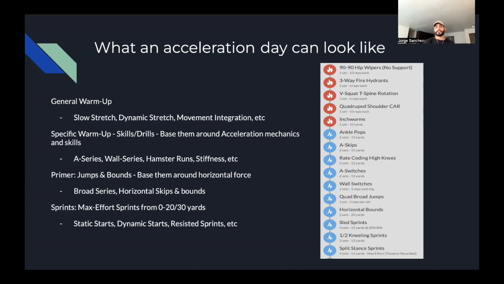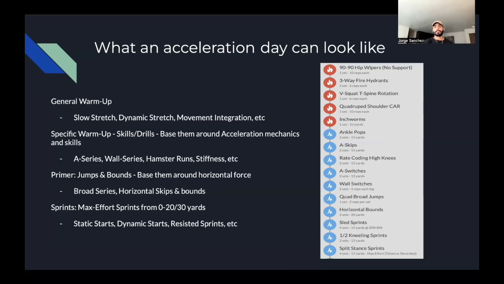Then after that, ramp the nervous system up with primers. So choose 1 to 2 intensive skips, jumps, or bounds to excite the nervous system, recruit motor units, and just feel explosive. At this point, you're primed and you're ready to go sprint. So get into your max effort sprints to tie all of these things together and build speed early in acceleration. A speed session can be done in as fast as 15 to 20 minutes, but you can take longer, like 45 to 60 minutes if you have that time and if it's really specific.